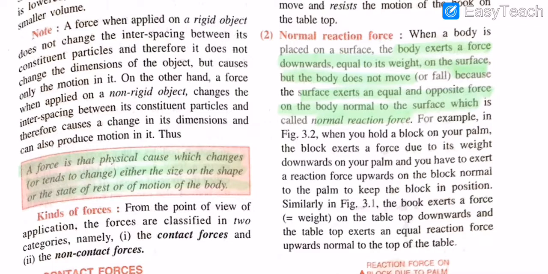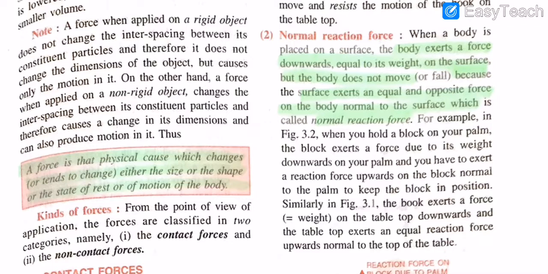So first one is the frictional force. When a body slides or rolls over a rough surface, a force starts acting on the body in a direction opposite to the motion of the body, along the surface in contact. This is called the frictional force or the force of friction.